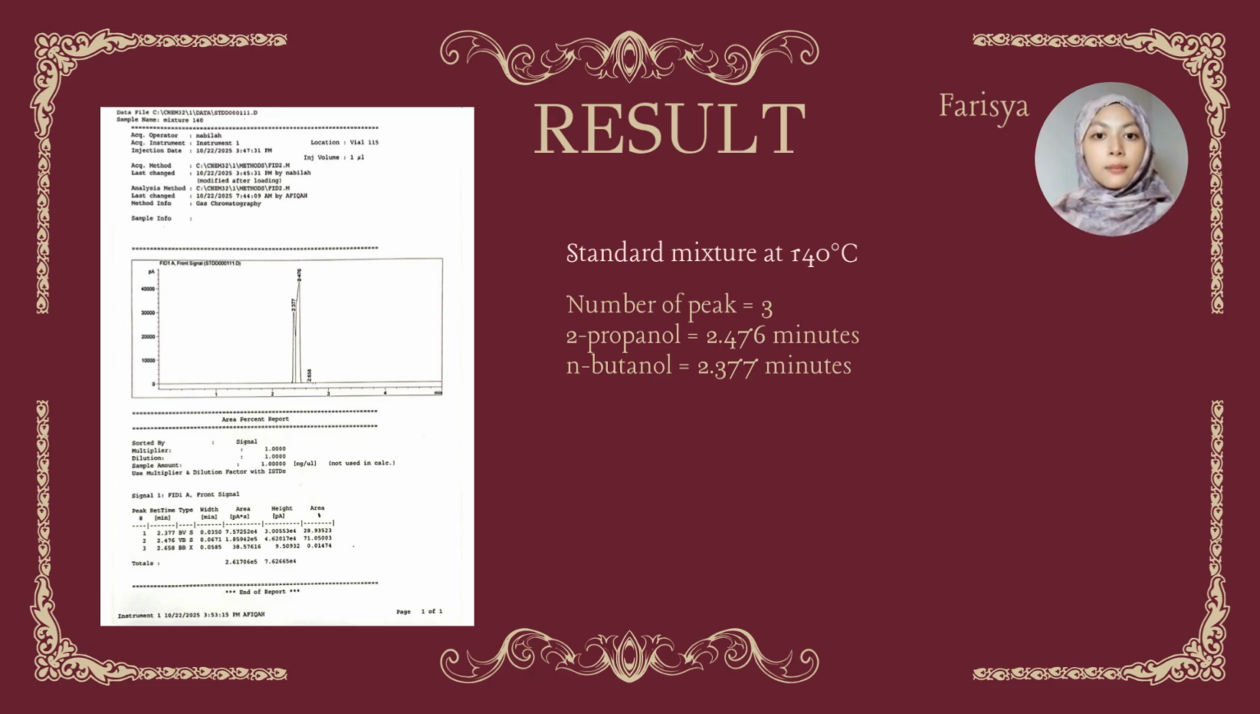In this analysis, a mixture of N-butanol and 2-propanol was analyzed using gas chromatography with a flame ionization detector, GC-FID. The chromatogram shows two main peaks at retention times of 2.377 minutes and 2.476 minutes, representing N-butanol and 2-propanol. These different retention times occur because each compound has different volatility and interaction with the GC column. The error percentage shows that 2-propanol is the major component, while the small peak represents trace impurities. This result shows that GC-FID successfully separated and identified the compounds in the mixture.